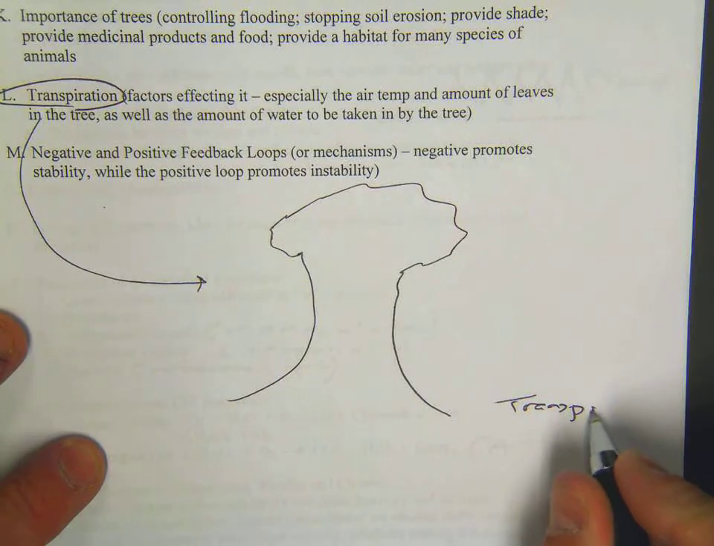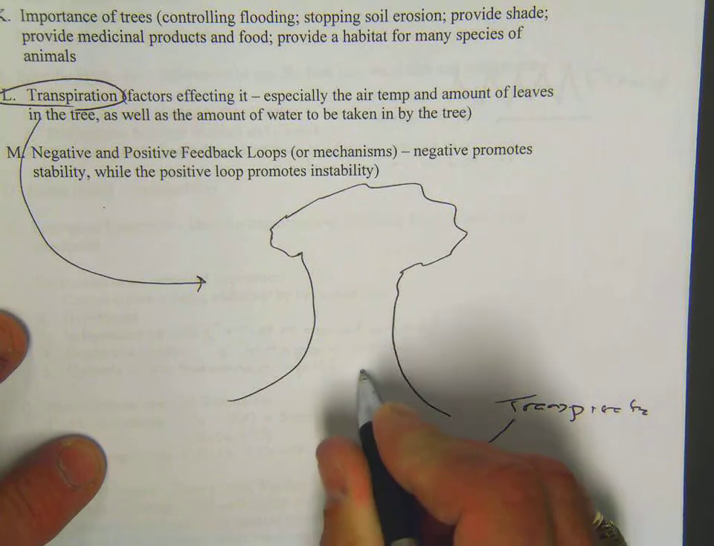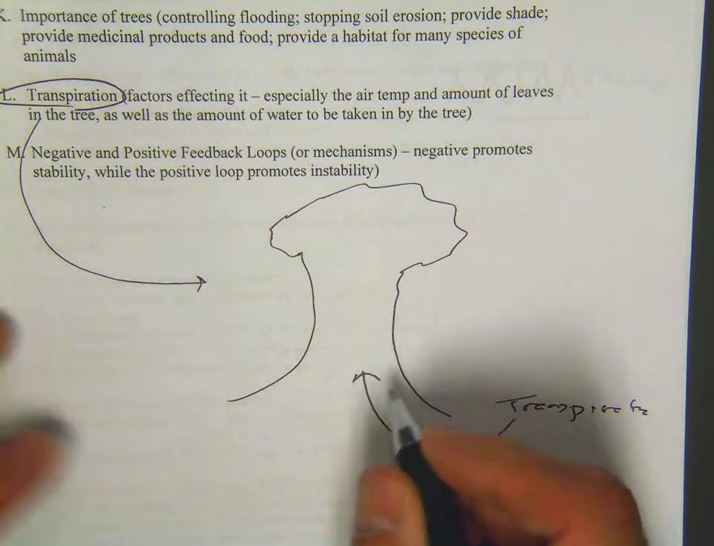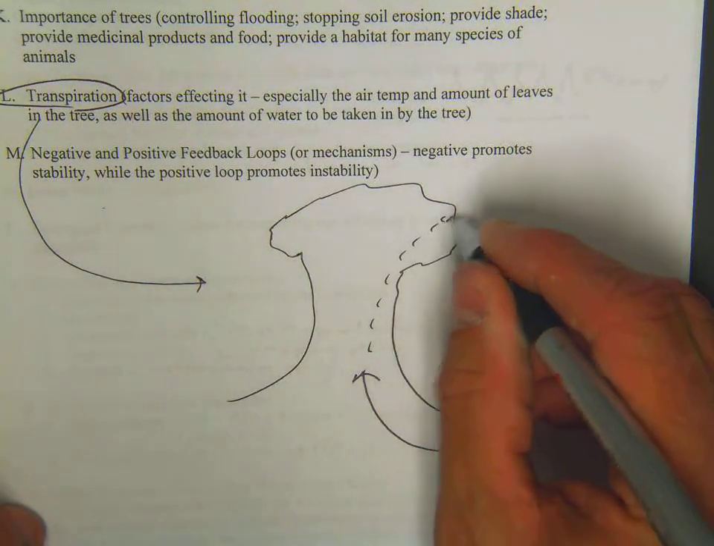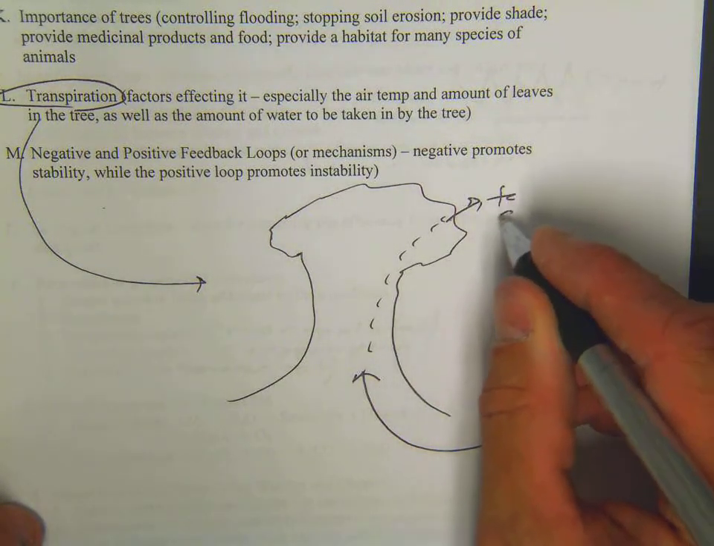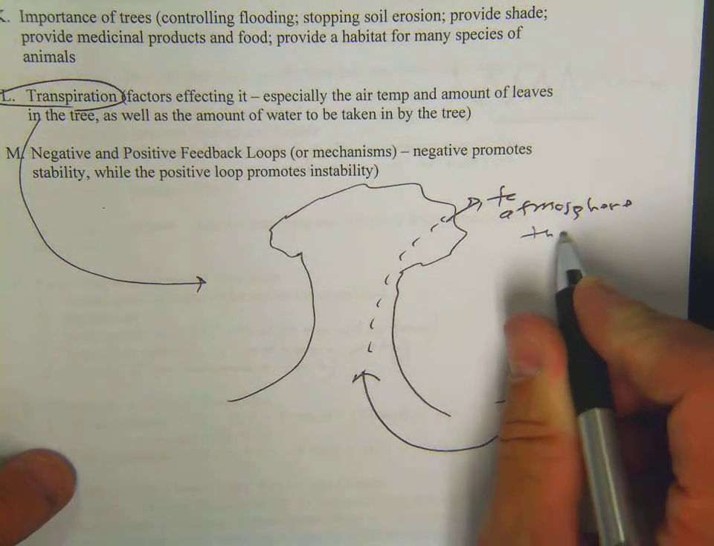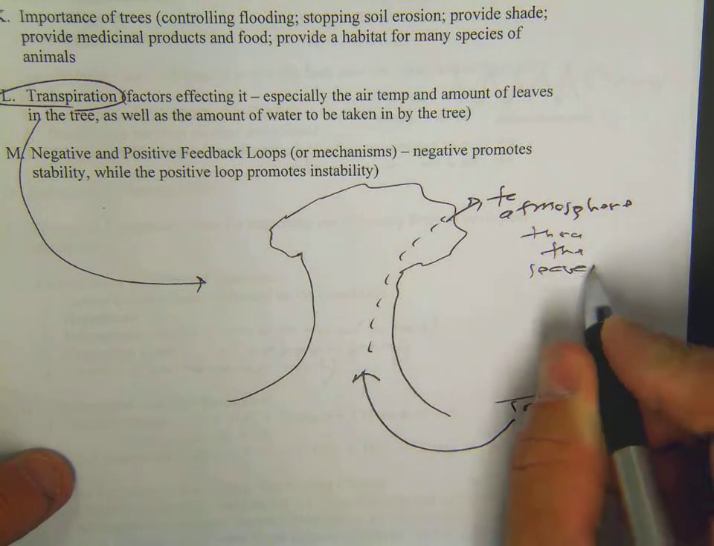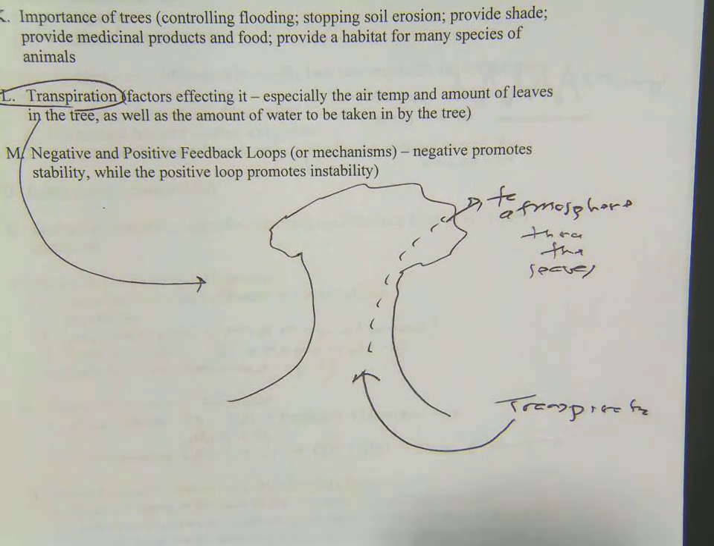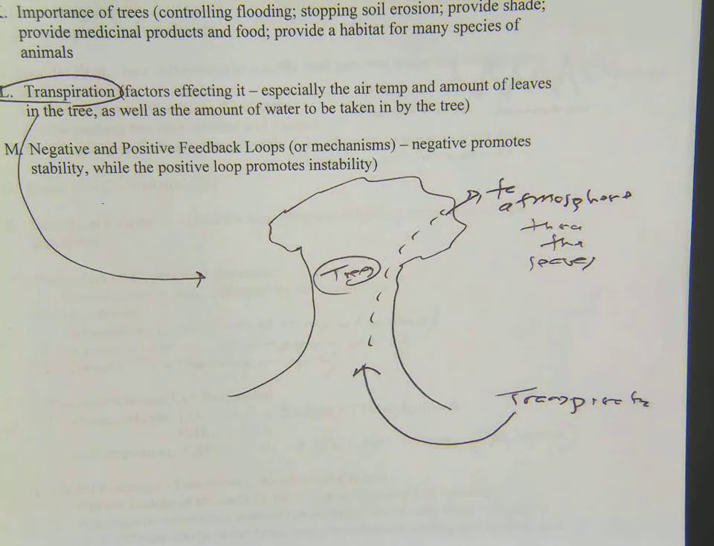Basically it means that water is taken up by the roots. It goes up the tree from the roots all the way out the leaves to the atmosphere, to the atmosphere through the leaves. And this is why trees are so proficient at controlling floods. That's why they're so good at keeping water puddles down and so forth.